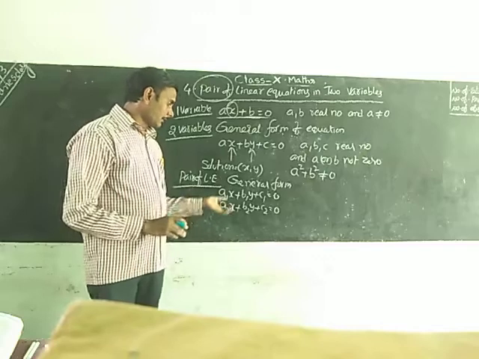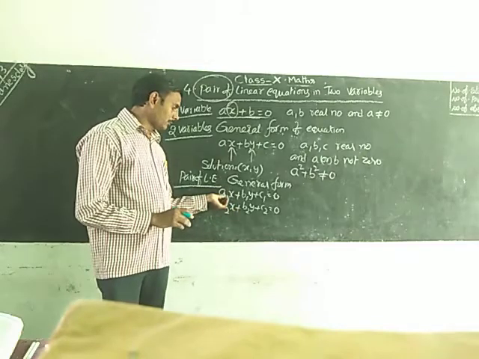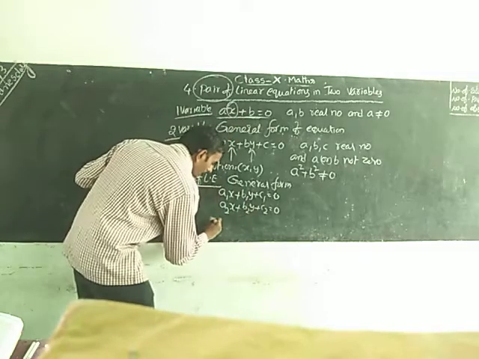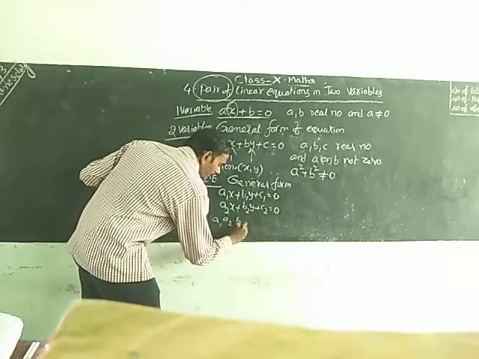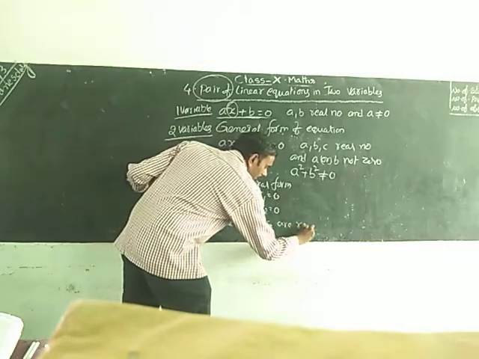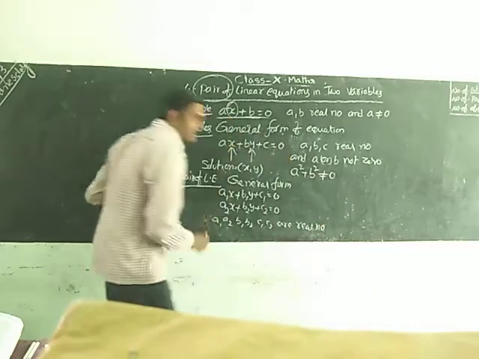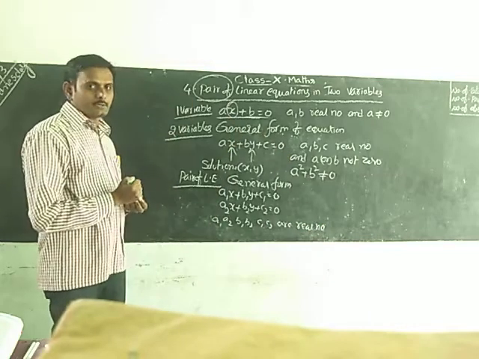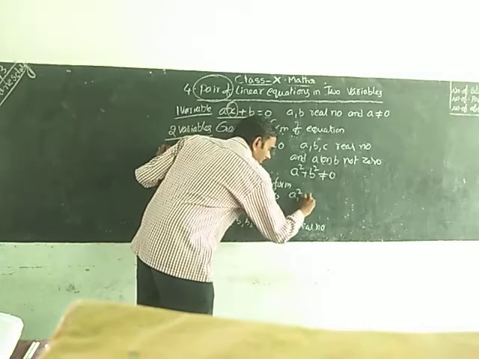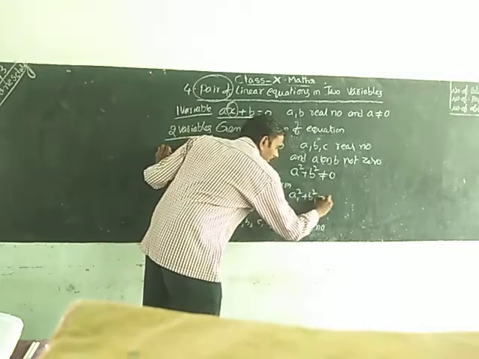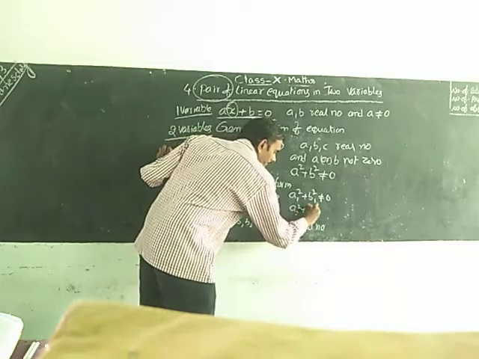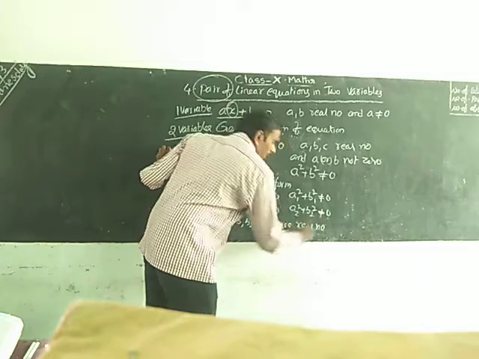Here we consider that a1, a2, b1, b2, c1, c2 are real numbers. After that, they must satisfy this condition. What is the condition? a1 square plus b1 square is not equal to 0, and a2 square plus b2 square is not equal to 0.